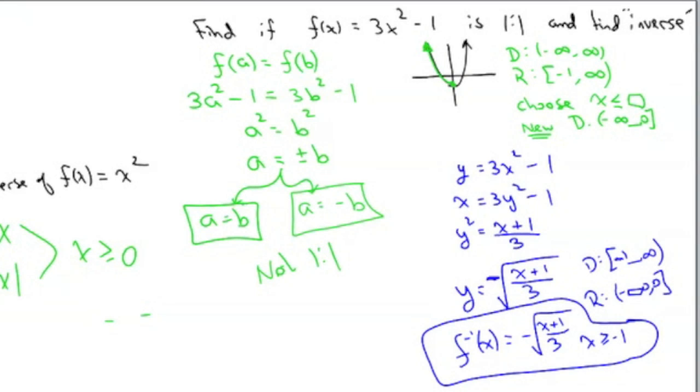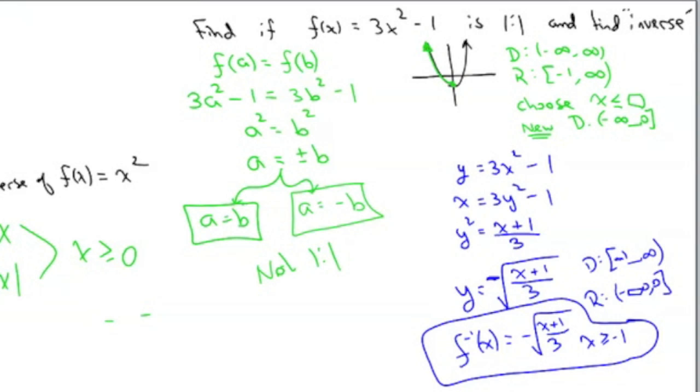So if I erase part of it, change my domain a little bit and say, let's start my domain at 0 and go off to negative infinity, I'd have half a parabola to work with. If I have half a parabola, it passes the horizontal line test perfectly fine. So I should be able to find this 1-to-1.